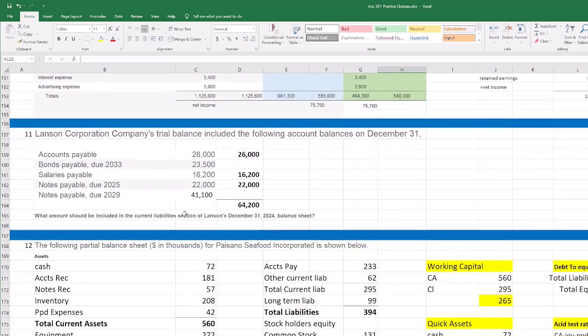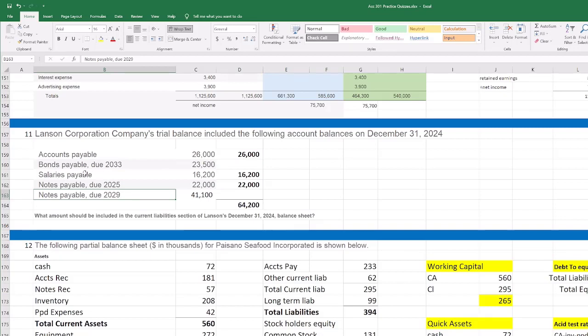All right, so the Lancet Corporation trial balance included the following. We have accounts payable, bonds payable due 2033. I was trying to get rid of all the dates, but obviously I didn't do so well here, so I missed this one. We have bonds payable 2033. We have salaries payable. We have notes payable 2025 and notes payable 2027. So what should be included in the current liabilities section? Obviously accounts payable. This is a no-brainer.